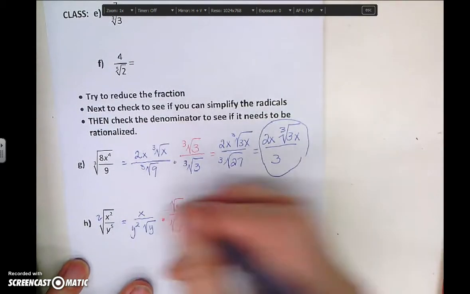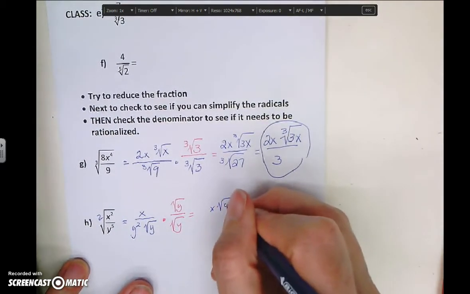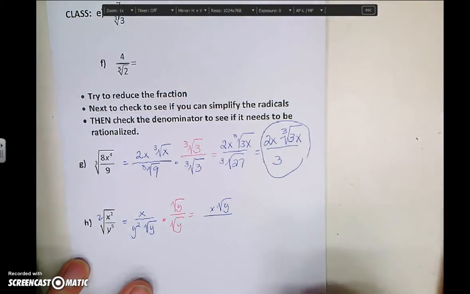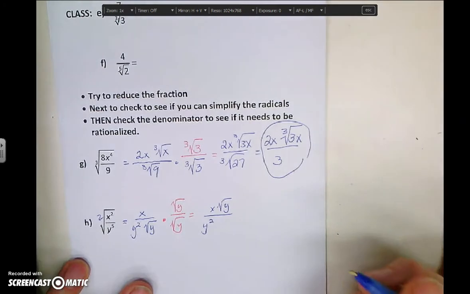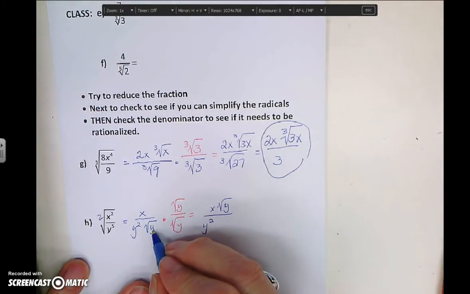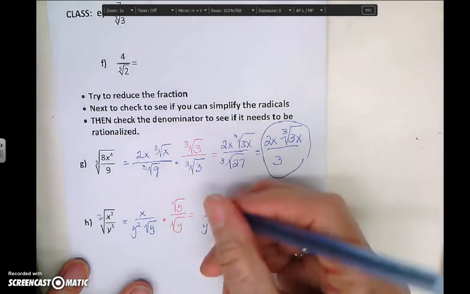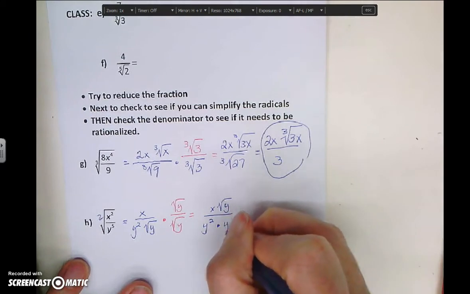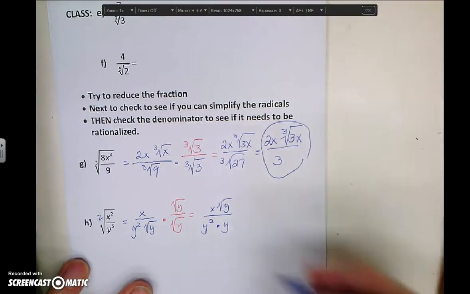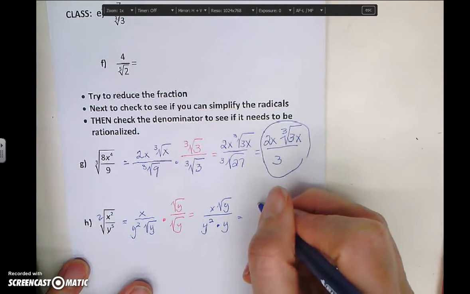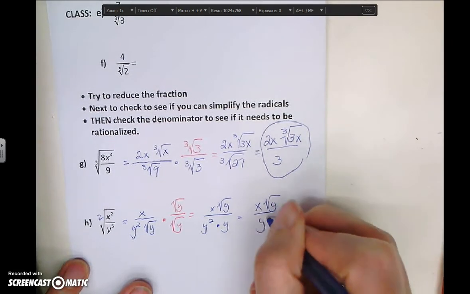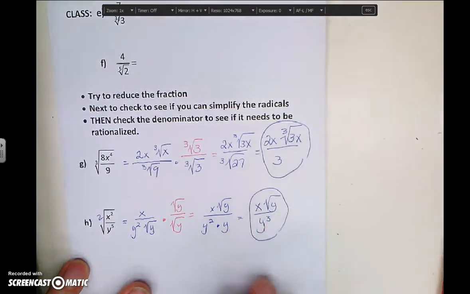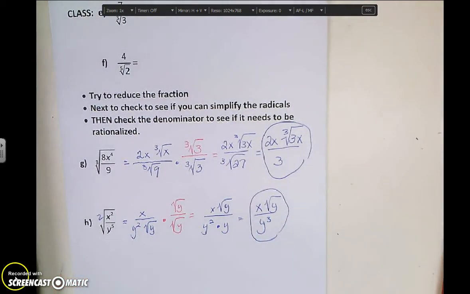So in the numerator, I have an x on the outside times square root of y on the inside. Then I have a y squared, and then square root of y times square root of y is going to be y. So I have x square root of y over y to the third power.